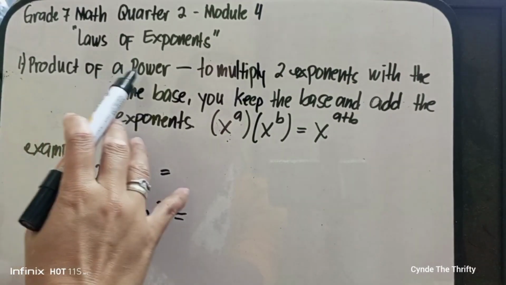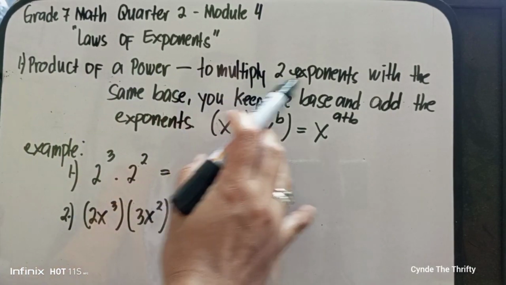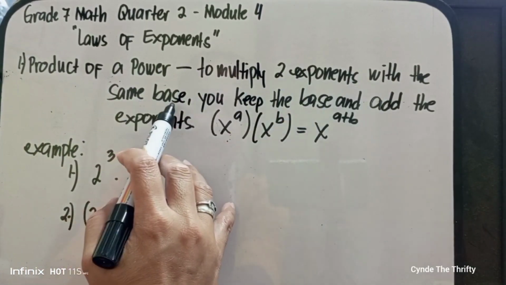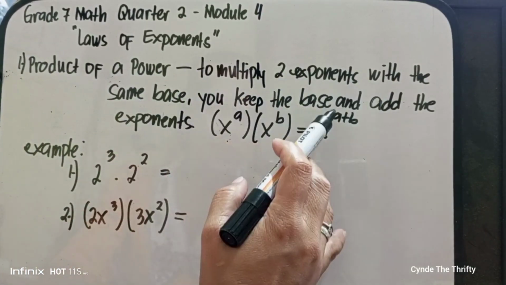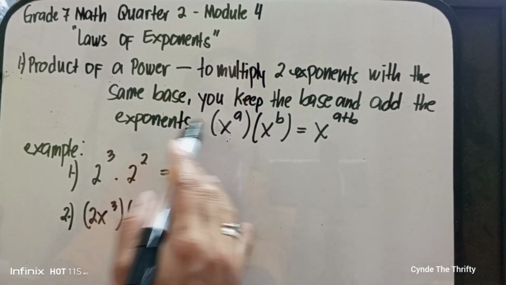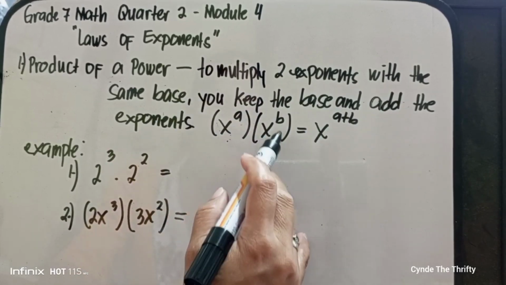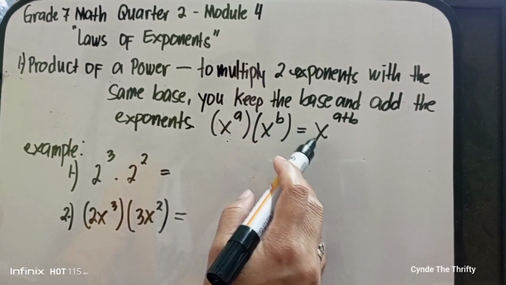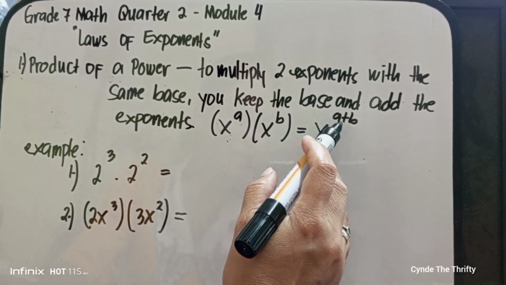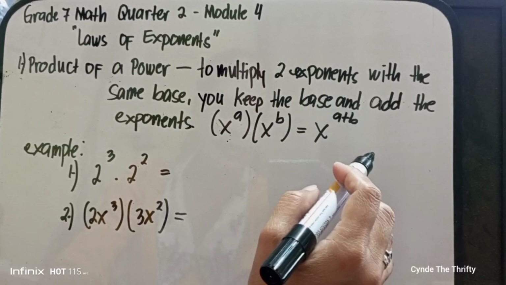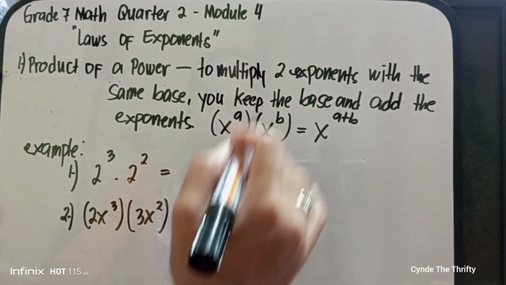So, product of a power. Multiply two exponents with the same base: you keep the base and add the exponents. So, x raised to the power of a multiplied by x raised to the power of b is equal to x raised to a plus b. Dahil i-add lang natin ang exponent kasi meron tayong magkaparehong base.